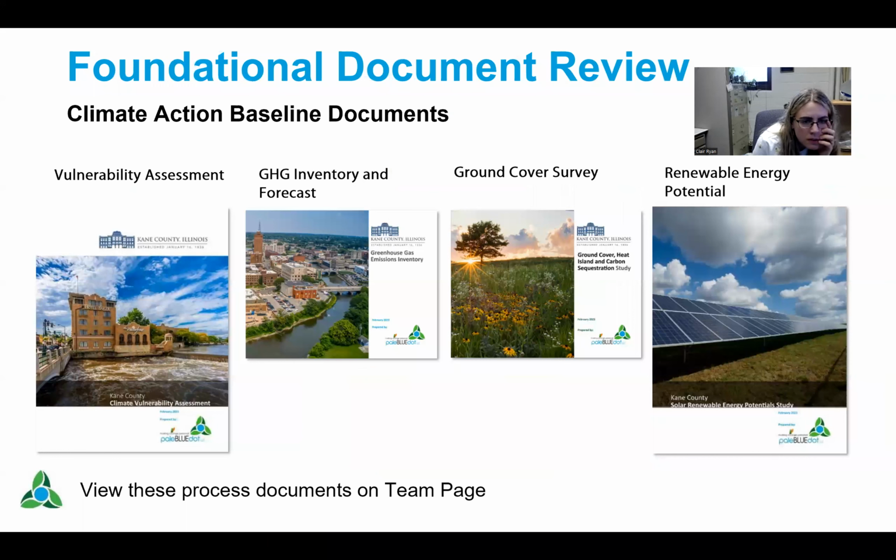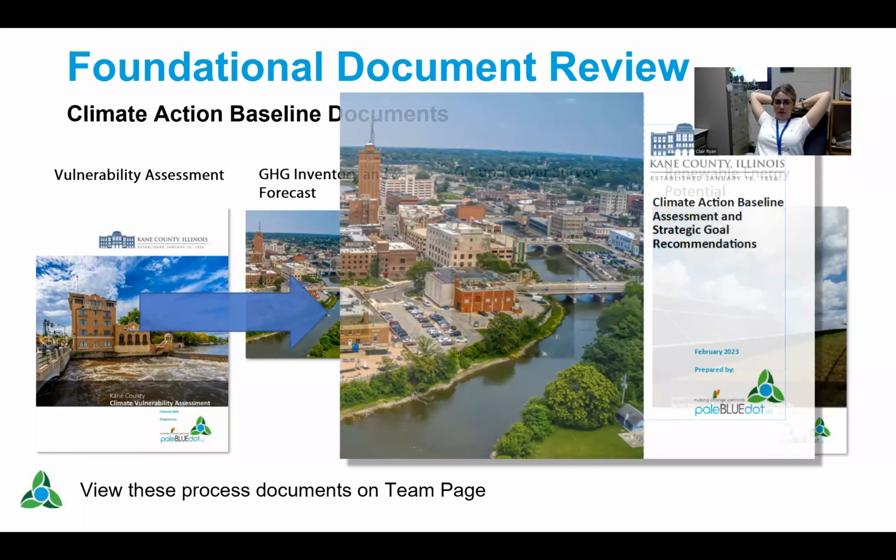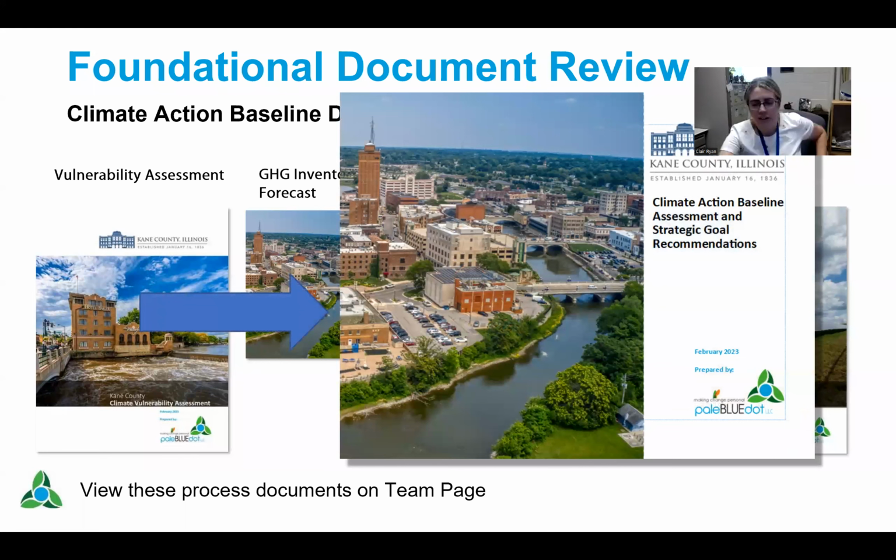Okay, so just touching on the baseline documents. Again, the team does not have to read through all of these documents. They are available if you want to go through them. If any of them support your interests, that's awesome. We've made them available. You do not have to read through them all. We did the vulnerability assessment, greenhouse gas inventory, ground cover study, and renewable energy potential study. Those have been summarized in the baseline assessment document.